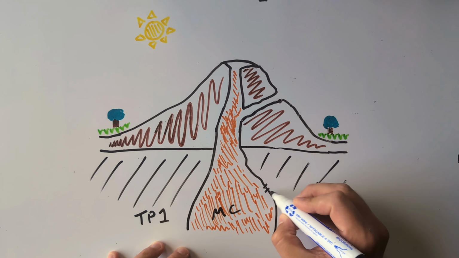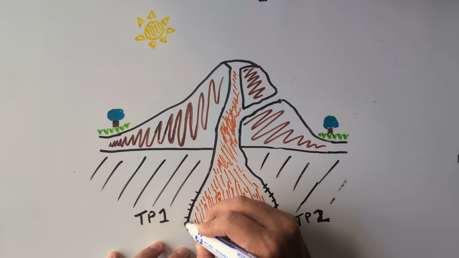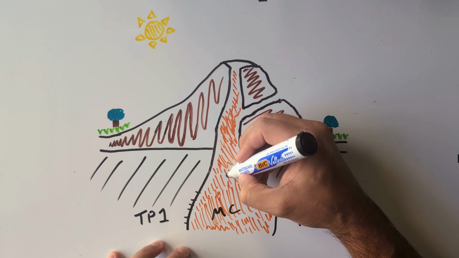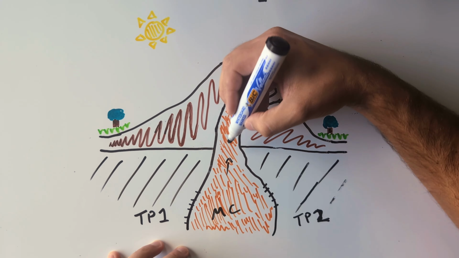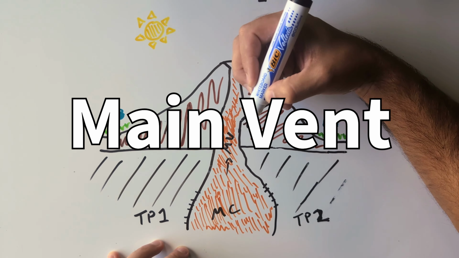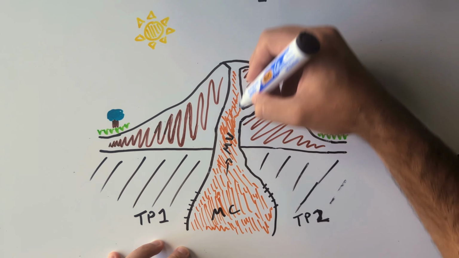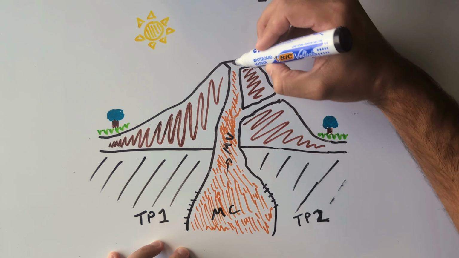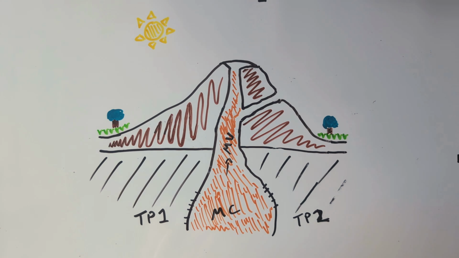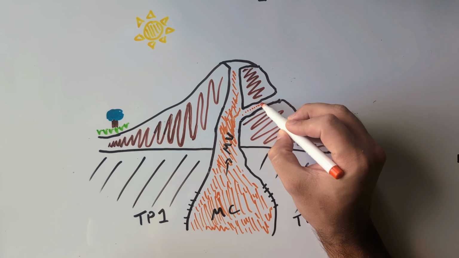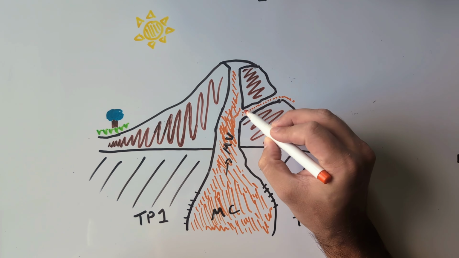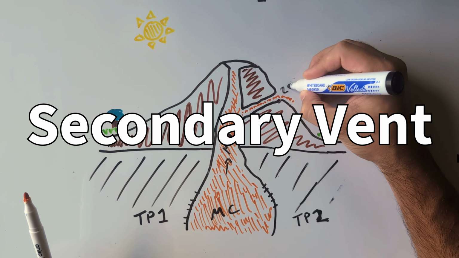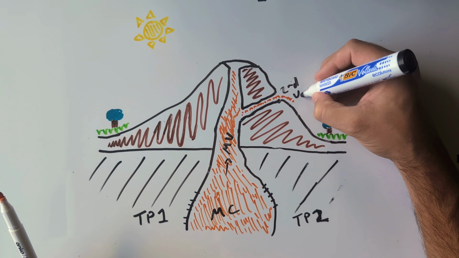Now, once that pressure has built up, the magma needs somewhere to go, okay? So it will travel upwards. And when it's traveling up is the main vent, okay? And the majority, which means over 50%, of the magma will travel up the main vent. However, because often there can be such pressure in these vents, some will spill out of secondary vents, okay?